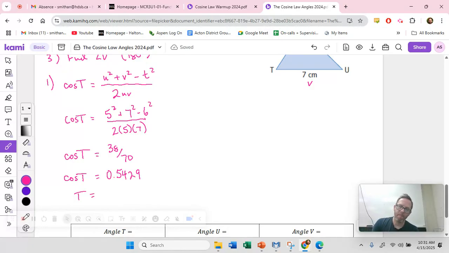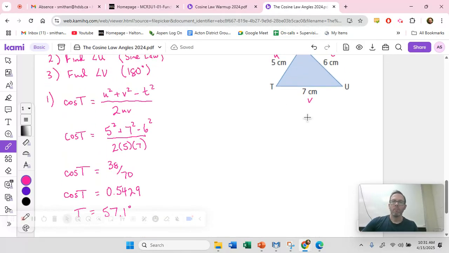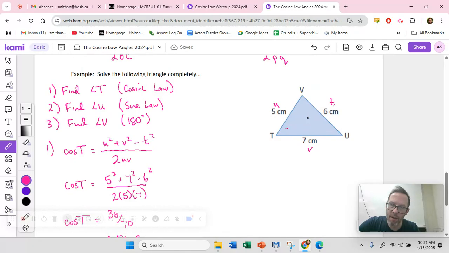I'm going to keep 1 degree of accuracy in my angles here. Shift cosine. 57.1 degrees. How'd I do, everybody? Did we get that? All right, perfect. 57.1 degrees. I'll even add this to my diagram.